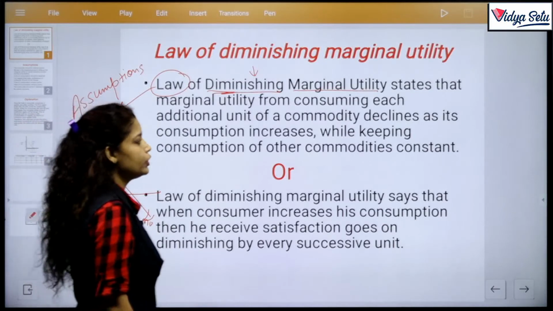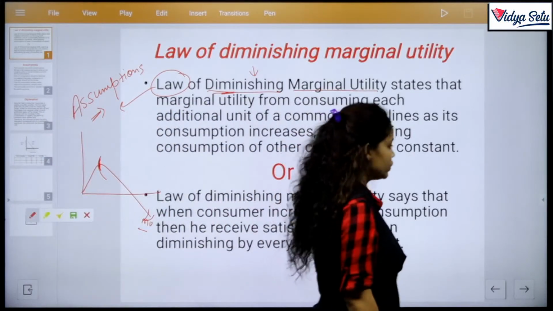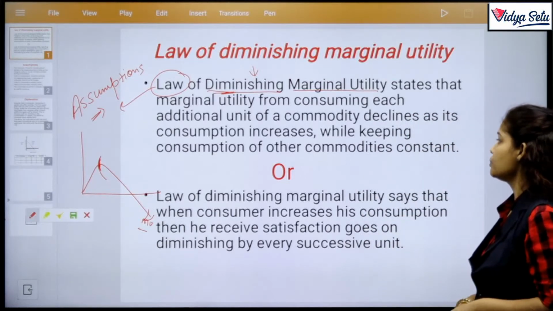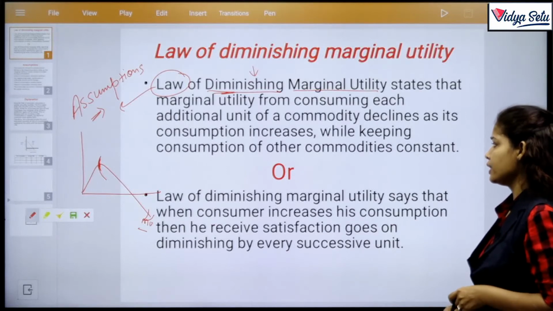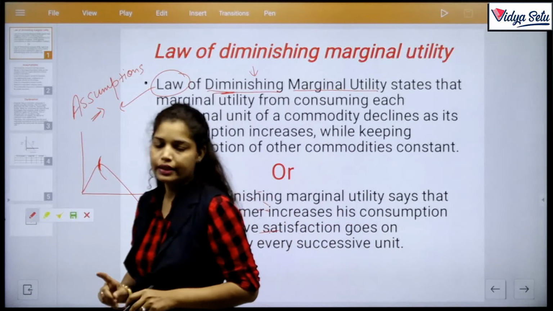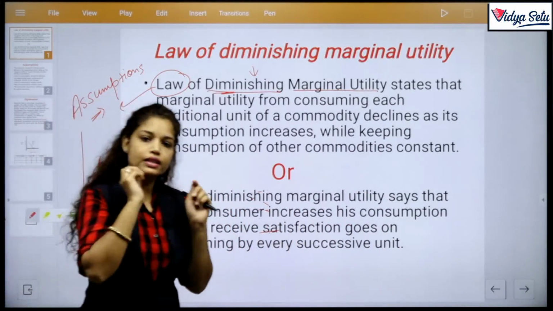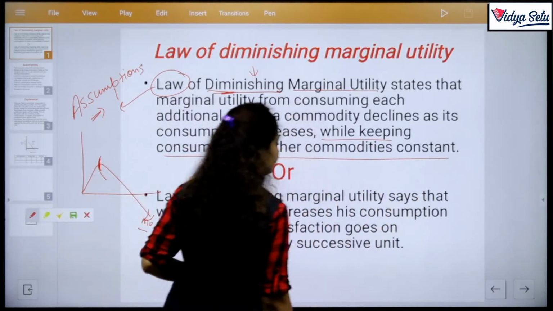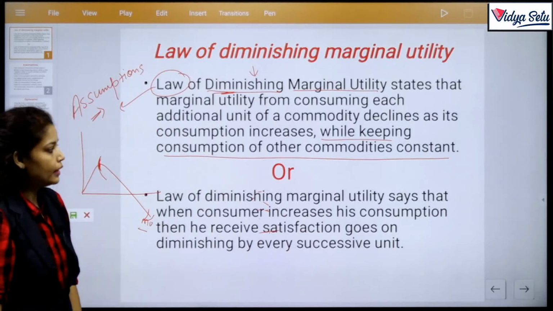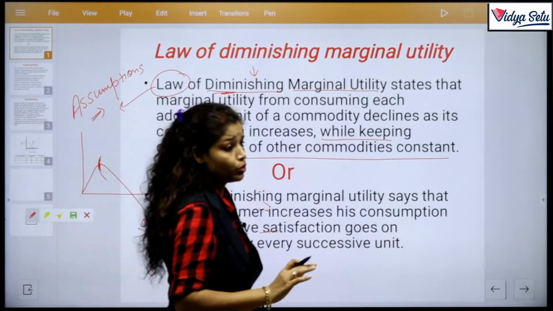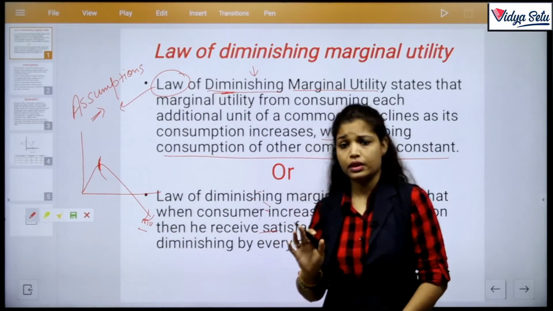The law of diminishing marginal utility states that marginal utility from consuming each additional unit of a commodity declines as its consumption increases, while keeping consumption of other commodities constant. First of all, we consume only a single commodity at a time. That is the basic assumption: keeping consumption of other commodities constant. Clear? It means we are only consuming a single commodity at a time.